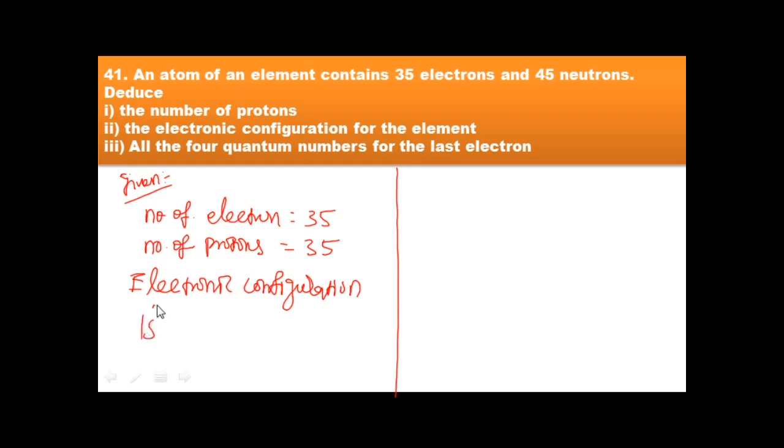So the electronic configuration is 1s2, 2s2, 2p6, 3s2, 3p6, 4s2, 3d10. First we must count the number of electrons. 10, 10 is 20, 20 plus 10 is 30, balance 5. So the next higher energy is 4p. The maximum number of electrons in the p orbital is 6. We have only 5 electrons, so we fill in the 4p orbital: 4p5. This is the electronic configuration for the number of electrons equal to 35. The number of electrons equal to the number of protons is equal to 35.